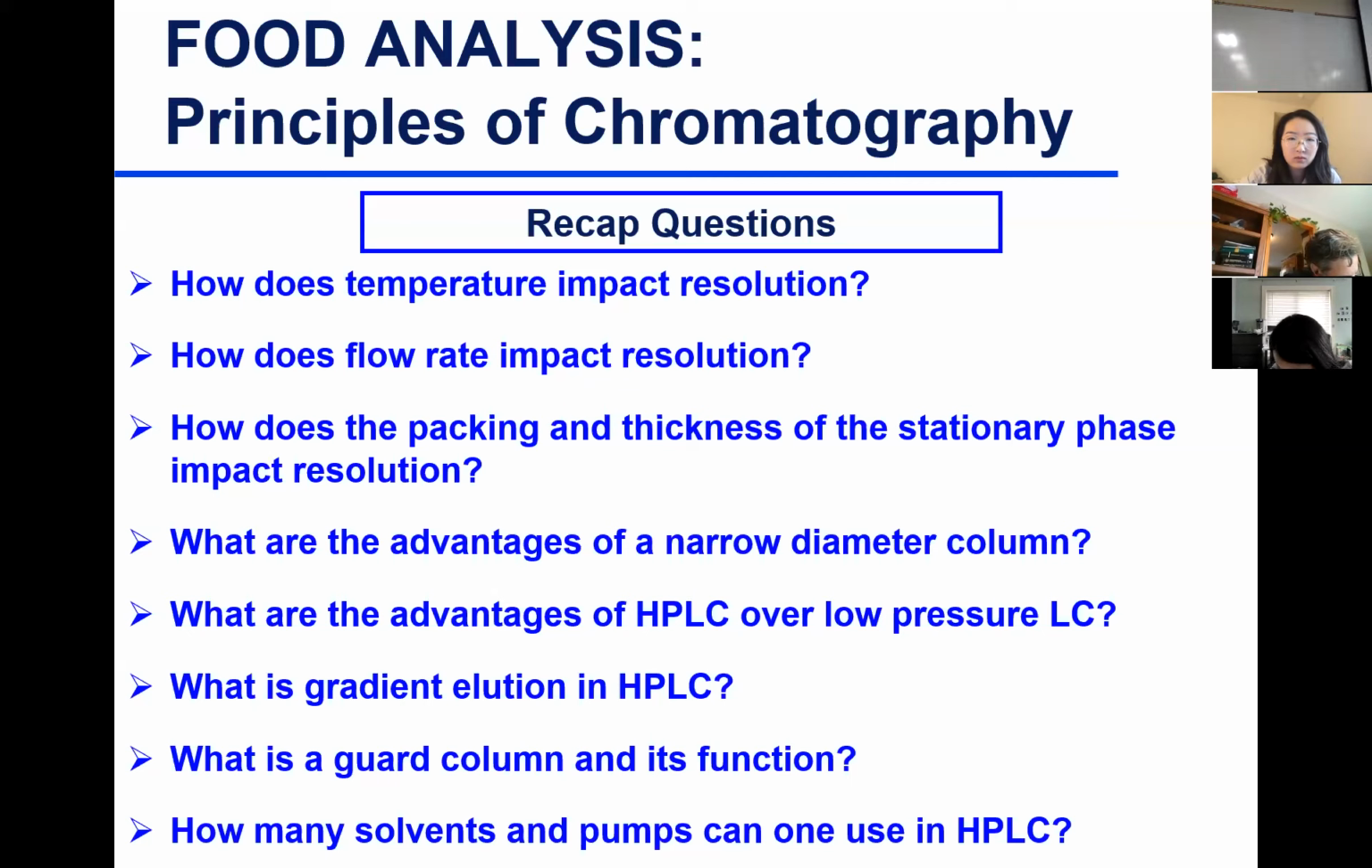So if you want to compare low pressure liquid chromatography versus high pressure liquid chromatography, or high performance liquid chromatography, what are the advantages of high performance liquid chromatography from what we talked about last time?